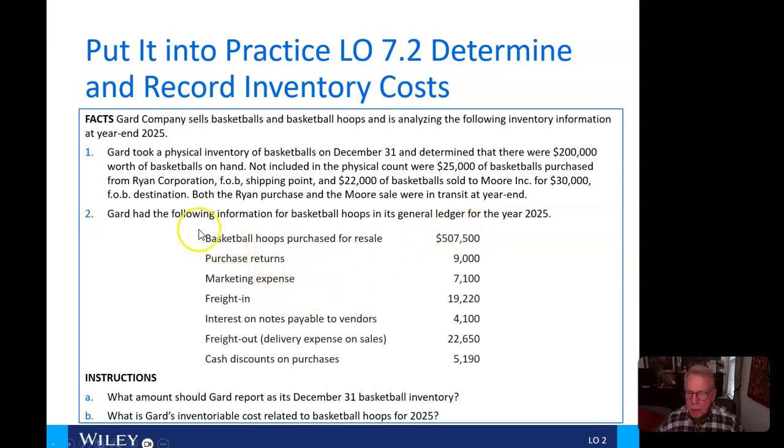So here's the information related to that. What amount should Guard report on its inventory, and what is Guard's inventoriable cost related to those basketball hoops? We will have to wait till video number 3 to find out those answers. So that will end video number 2, and when we come back, we'll look at this one in a little more depth. Until that time, bye for now.